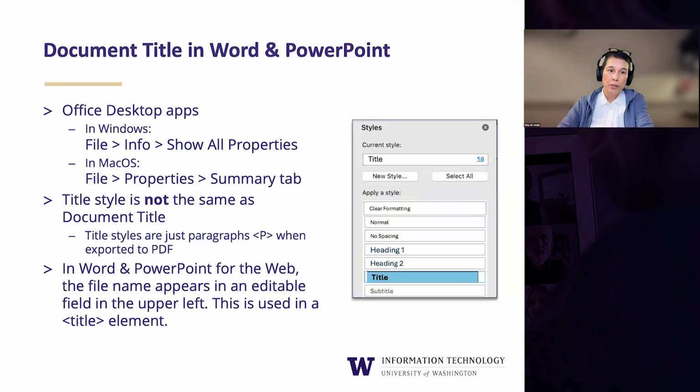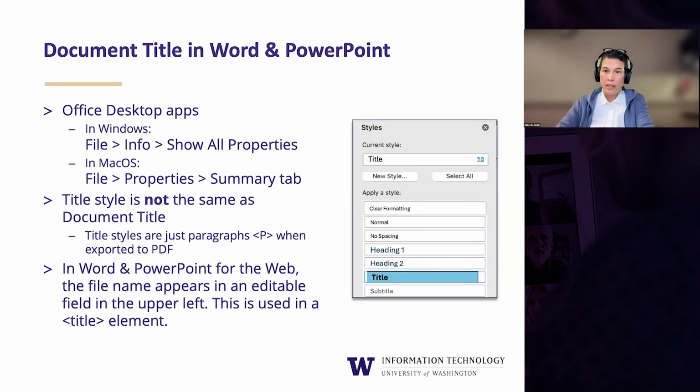So if you're on a Windows desktop machine, you would go to File, Info, and then Show All Properties. And that's where the document title field would be. If you're on a Mac desktop for Word or PowerPoint, you go to File and then Properties, and you'd add the document title in the Summary section or Summary field.